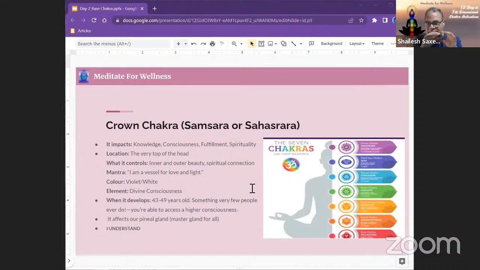If you are feeling stuck in some areas of life, go to this chart and see, well, this is where I am stuck, so maybe this is the chakra that I need to clear. And that's how you will basically understand.